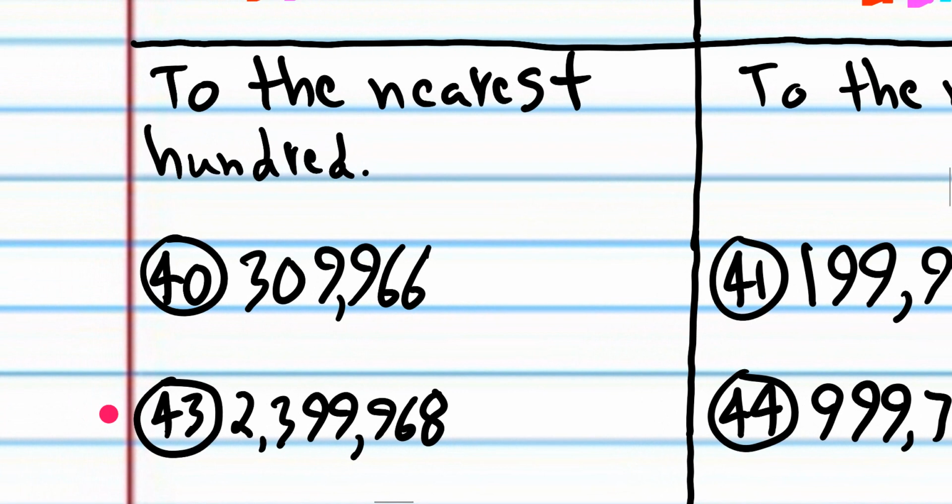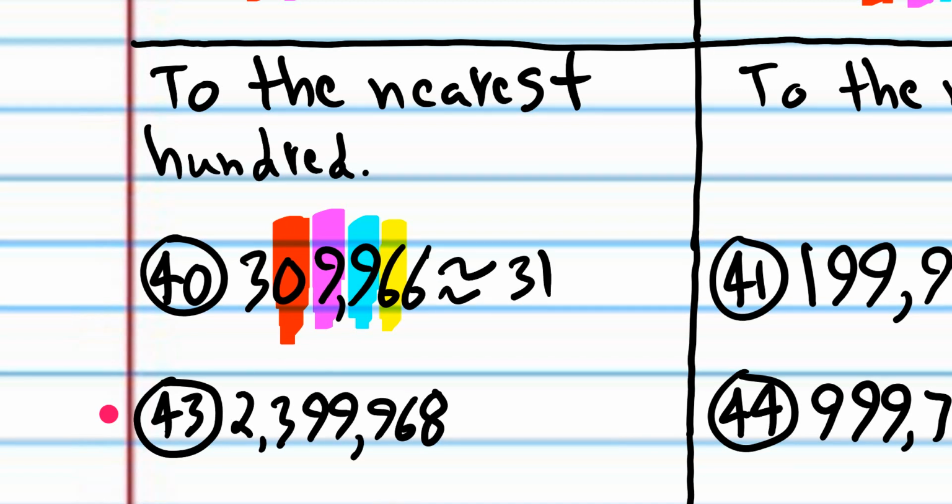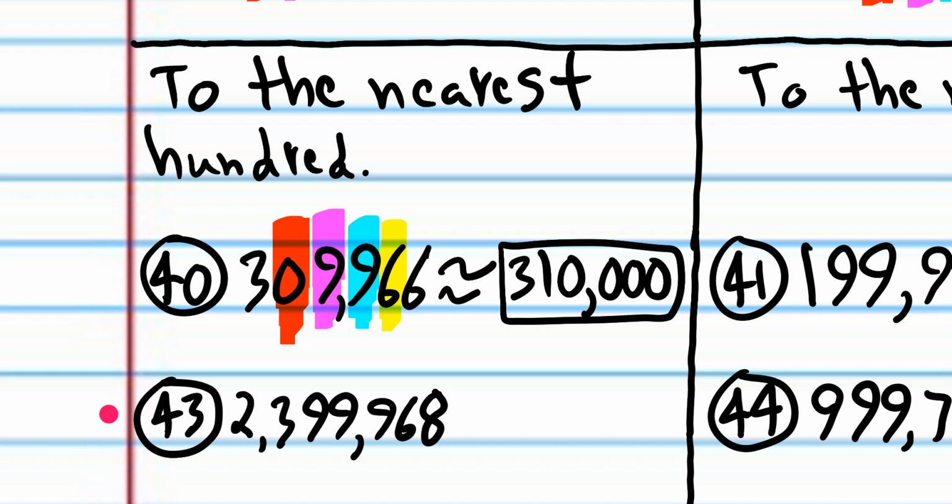Now we're rounding to the nearest hundred. Why don't you try that problem, and when you come back, we'll do it together. All right, we're back. This is the hundredths place. 6 tells us to round up. So we round, but there's a 9 in the purple place also. So we have to round the red number up 1. So it rounds to 310,000. So if you got 310,000, good job.